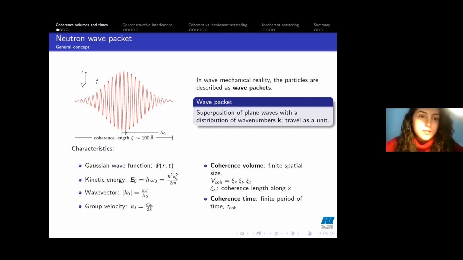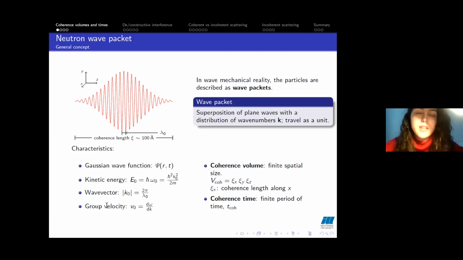And these wave packets have several characteristics. As you can see in the slide, they're described with a Gaussian wave function. They have a central value of the kinetic energy, and also a central value of the wave vector. And they travel as a whole with a group velocity that is shown in the slide. But what I want you to focus on really is on the terms of coherence volume and coherence time that also define this wave packet.